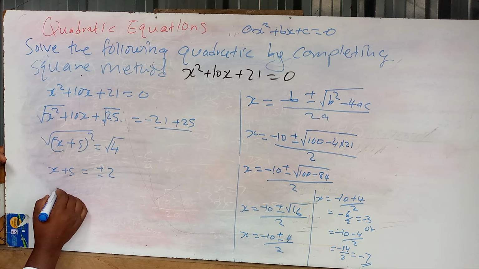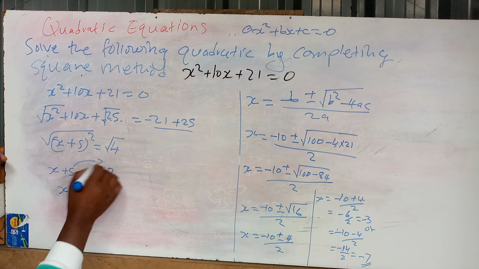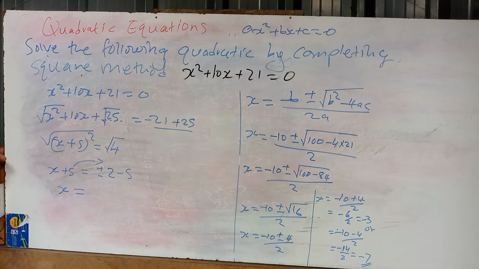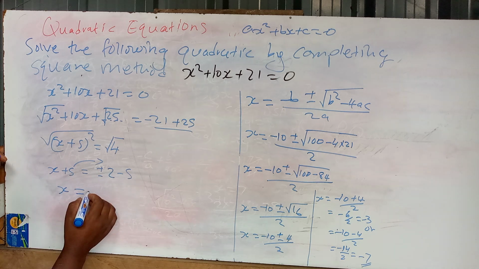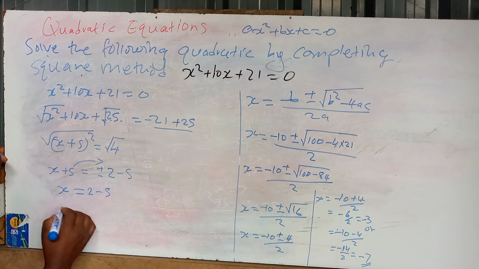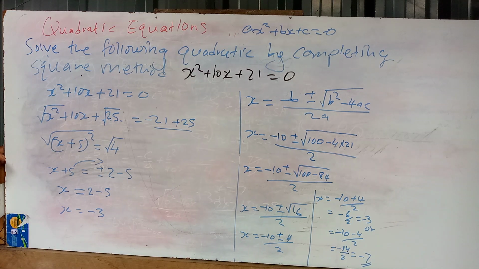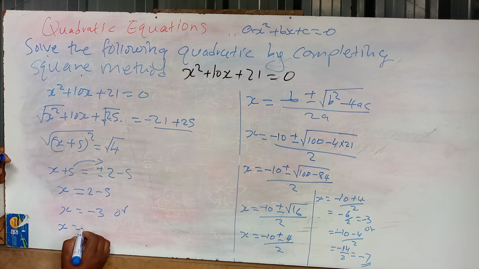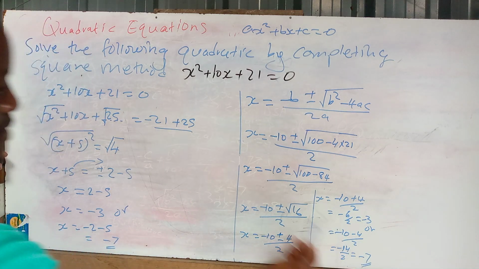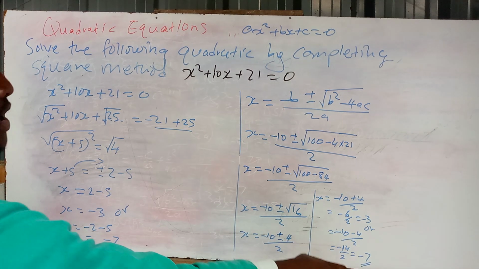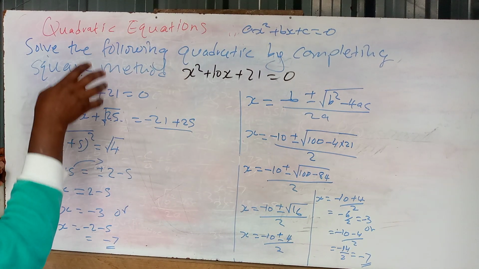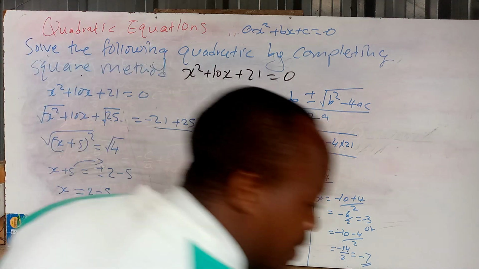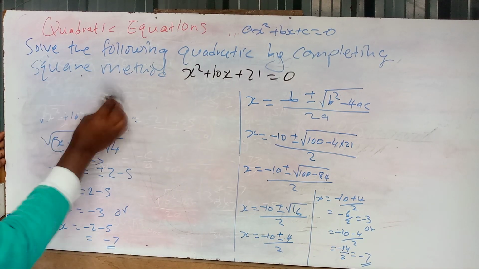So what is the value of x? Sorry, so x is equal to, you take 5 on this side, it will be minus. So taking your 2 as positive, it will be 2 minus 5. So x is equal to minus 3. Or take it now as minus, so that means x will be minus 2 minus 5, which is minus 7. So you see, we are getting the same answers. So either using the quadratic formula or using the completing square method, you just get the same answer.